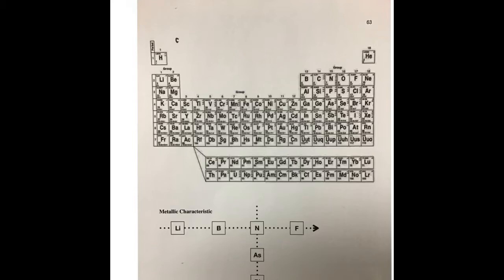So here we go. As we start on the left-hand side of the periodic table and we move to the right-hand side, overall trends is that we see a decrease in the size of the atom. We see an increase in the electronegativity values. We see an increase in the ionization energy values, and we see a decrease in the metallic character of the elements. Now, I want to point out fluorine.